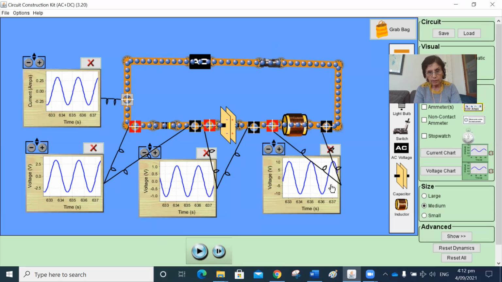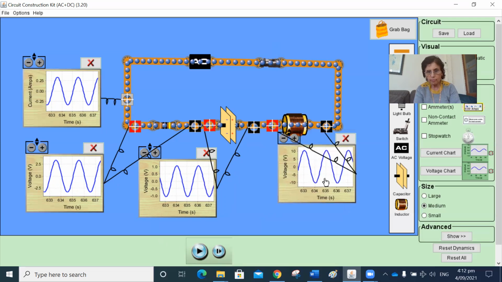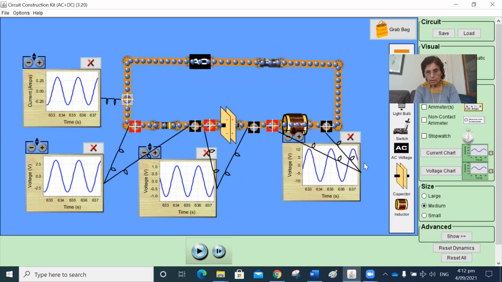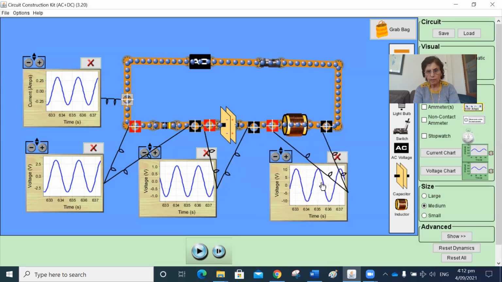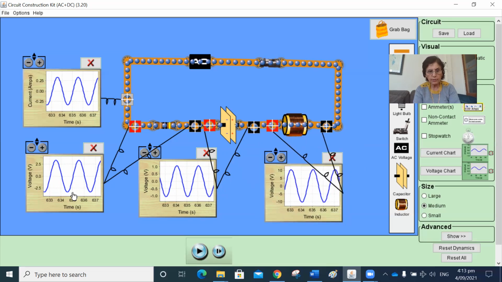Let's compare this one, the voltage across the inductor. If we look at the voltage across the inductor, this one is almost 0, and this one is maximum. So the voltage across the inductor has reached its maximum value, and now it's a little bit further ahead. So this time from here to there is a quarter of a cycle, or the voltage across the inductor is 90 degrees ahead of the voltage across the resistor or the current in the circuit.